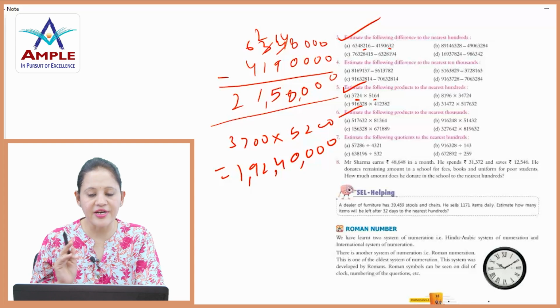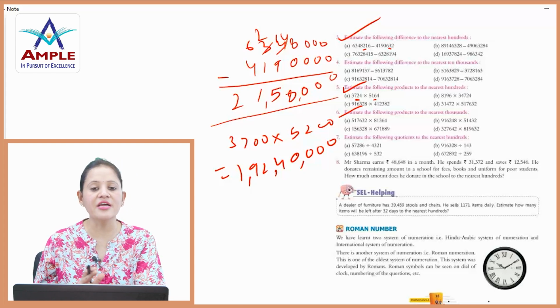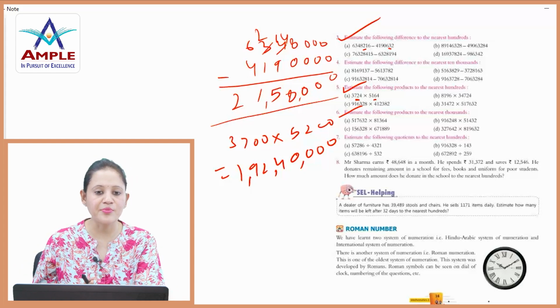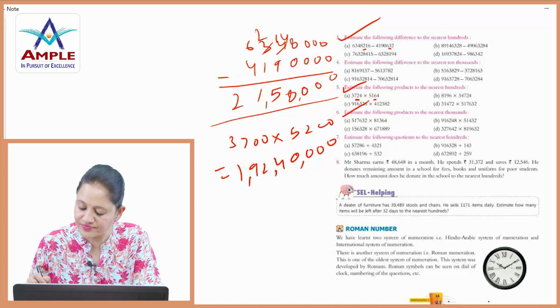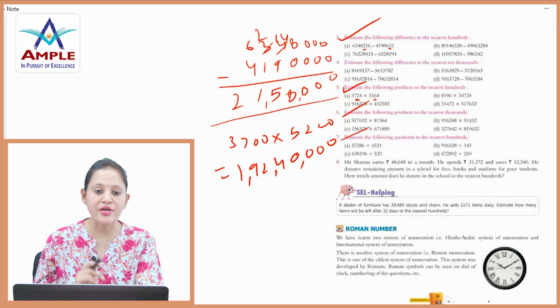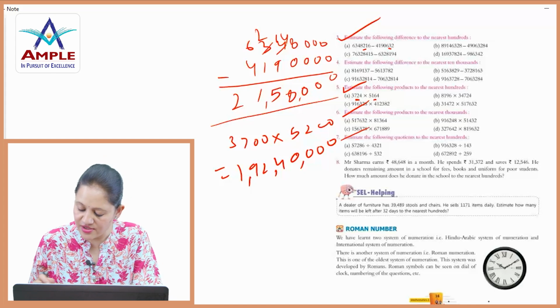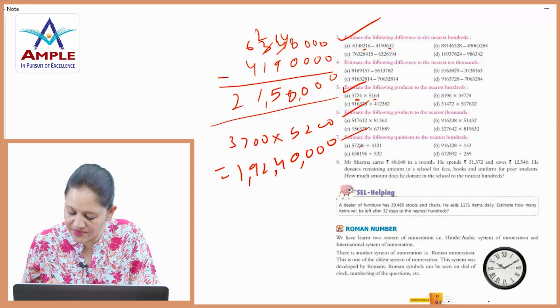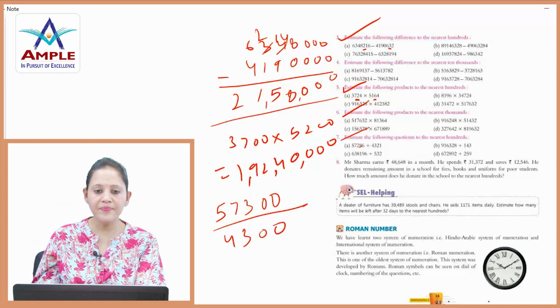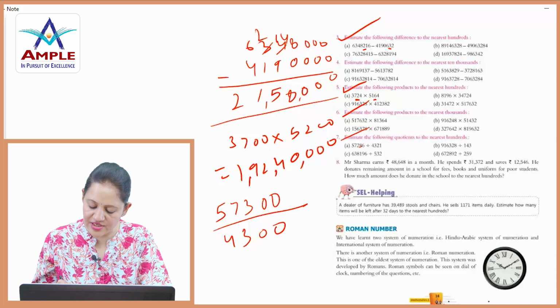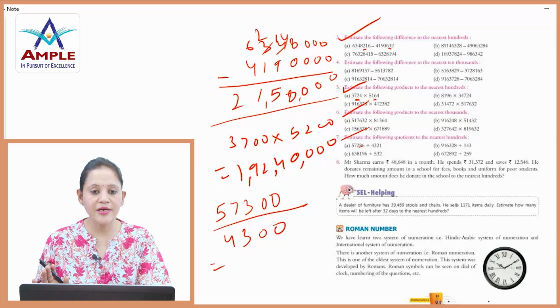Next is estimate the following product to the nearest 1000. So first we will round off the numbers to the nearest 1000 and then we will find the product. That will be the estimated product. Next is estimate the following quotient to the nearest 100. So first we will round off the numbers to the nearest 100. So first number, that will be, and we will divide it by, clear? So first we will round off the numbers and find their quotient, clear?